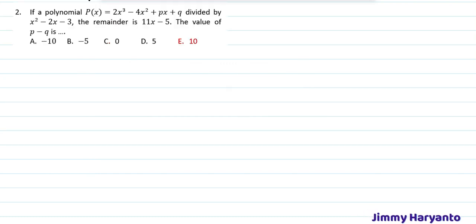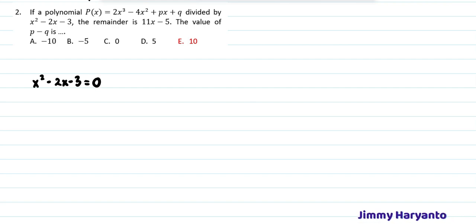Next is question 2. Divided by x squared minus 2x minus 3, the remainder is 11x minus 5. So for this one, because the divisor is x squared, I don't think using Horner will be a good idea, since in the polynomial we have p and q. It will be a little bit hard. So I will use the remainder theorem.